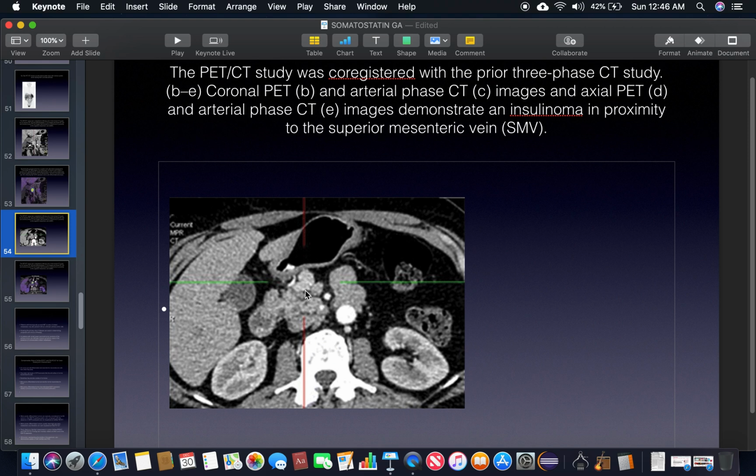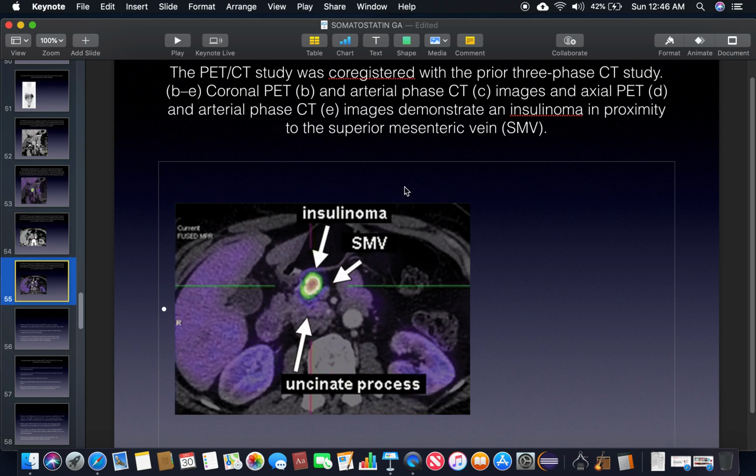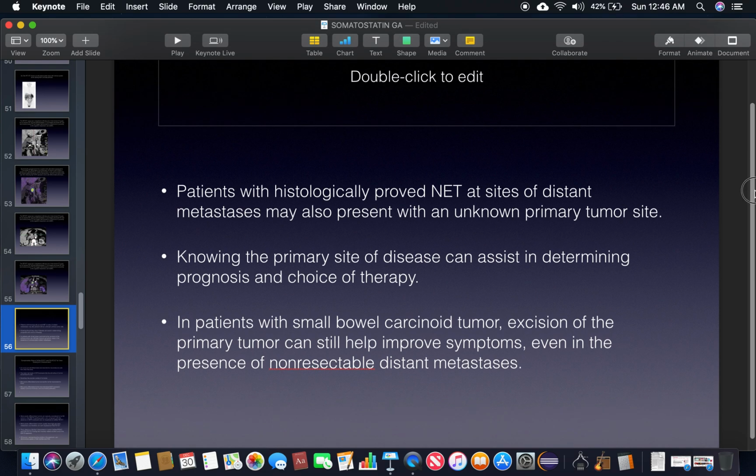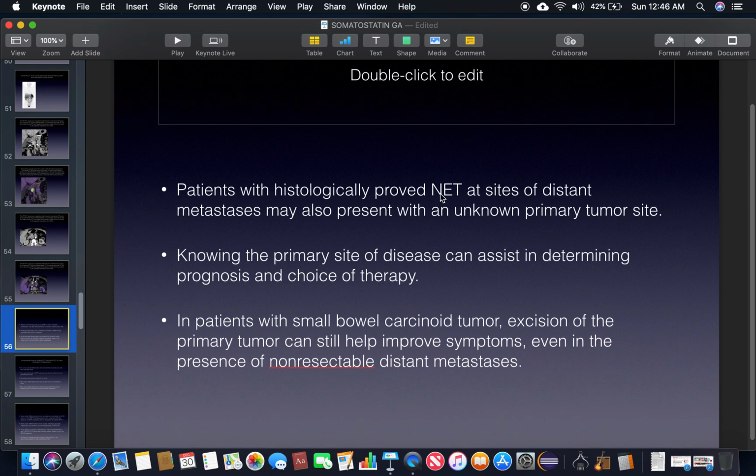The same case, the tumor is this lesion here, and now when you use the PET CT, here is the insulinoma, here's the SMV, and the uncinate process. So not only is it useful in cases of finding the primary site, but in situations where the primary is unknown, as well as if the patient has distant metastasis. So knowing the primary site will help in determining prognosis and choice of therapy.